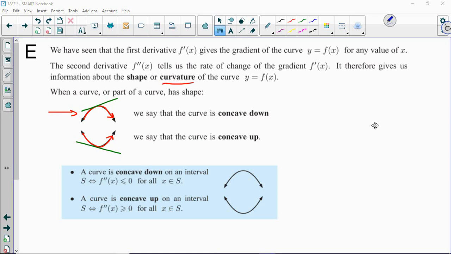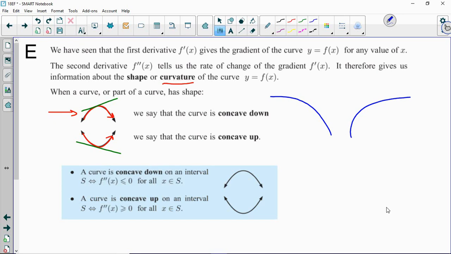Now, our function isn't always going to look like a parabola. We might just see a piece of that parabola. So, for example, this is a graph that's concave down. This is also a graph that's concave down. Think about the tangent lines, think about how it's bending.